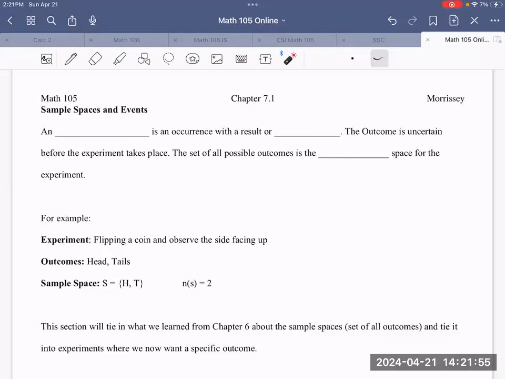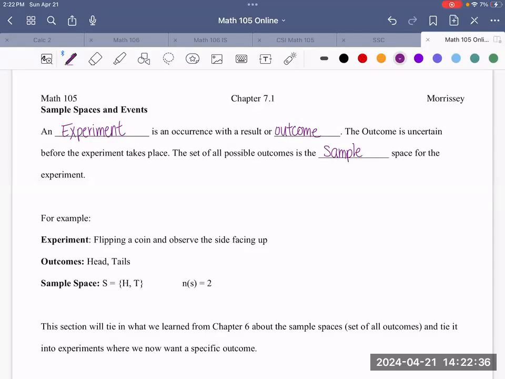Welcome to chapter 7.1, where we talk about sample spaces and events. It says an experiment is an occurrence with a result or an outcome. The outcome is an uncertainty before the experiment takes place. The set of all possible outcomes is called the sample space for the experiment. So a few things have gone on here.